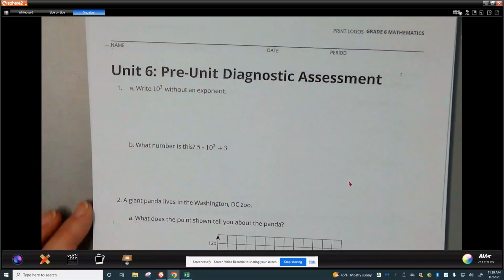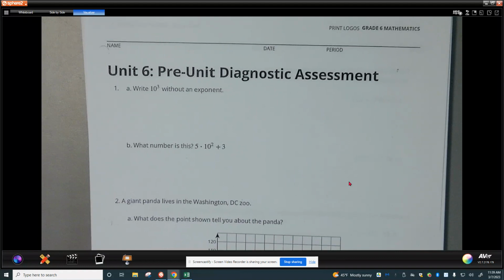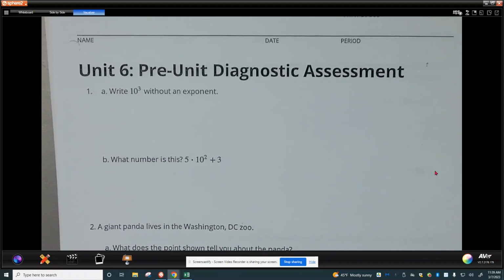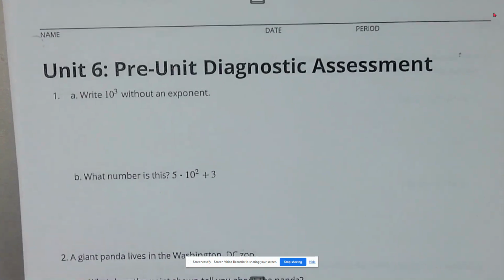Okay, I am going to have you work on this Unit 6 pre-diagnostic. So it's basically all the things that you should already know that will help you be successful in Unit 6. So I'd like you to try to do each problem on your own before you see what my answer is.